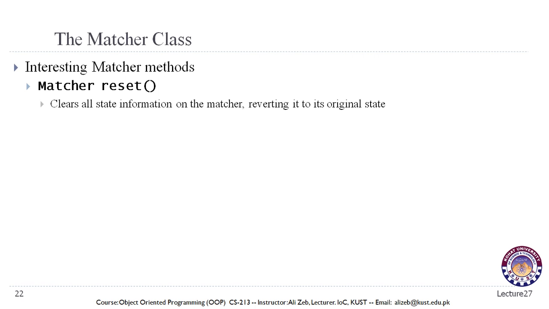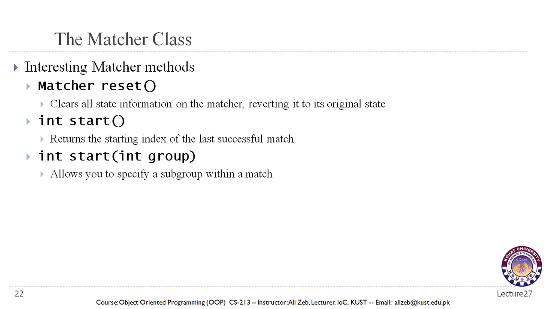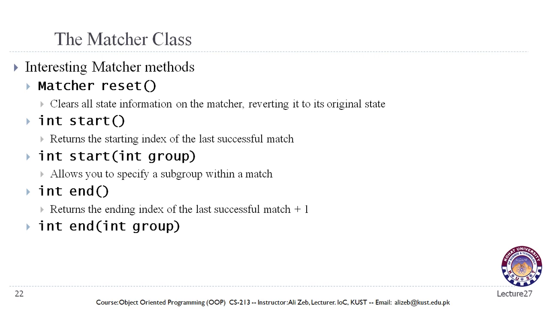For example, method reset clears all state information on the Matcher, reverting it to its original state. Integer start returns the starting index of the last successful match. Integer start with a group allows you to specify a subgroup within a match. Integer end returns the ending index of the last successful match plus 1. Integer end with a group allows you to specify the subgroup of interest.